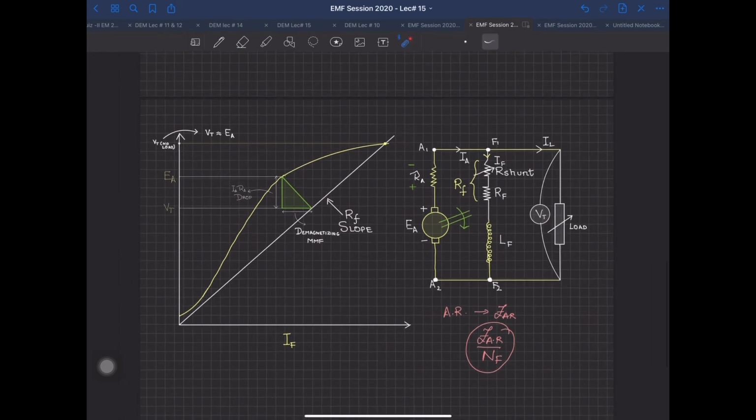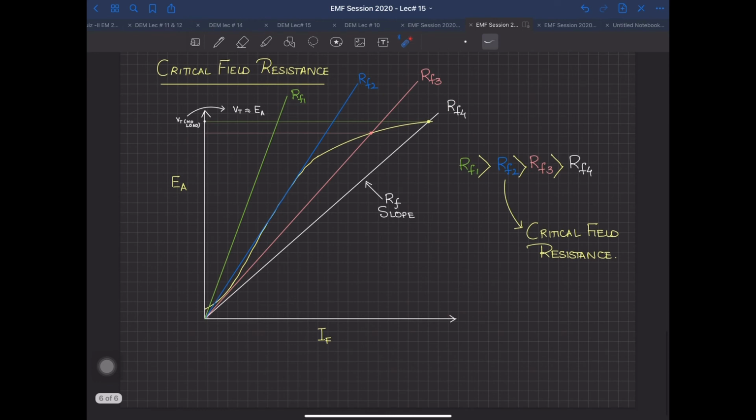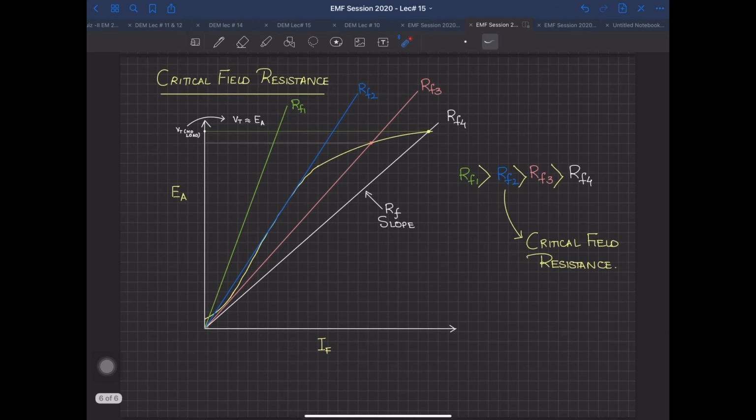For this purpose, in this next slide, I have a critical field resistance term. What this term does is, I have again a magnetization curve, but here I have plotted 4 different field winding resistances, which means that by adding a shunt resistance, I am changing the field winding current.